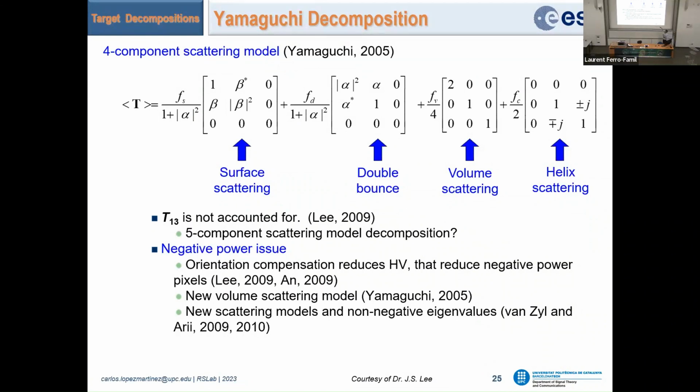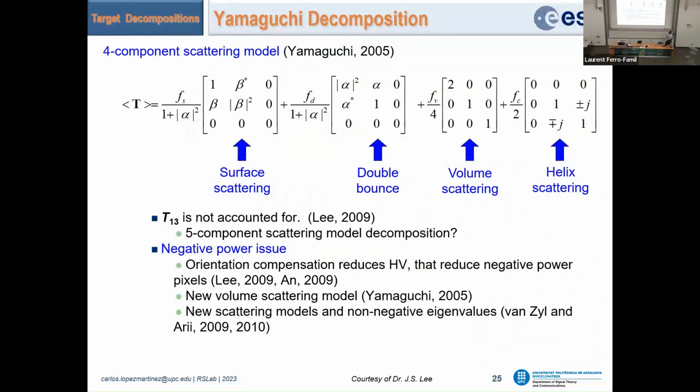Many of the decompositions try to tackle the problem of negative power that originally comes from the Freeman decomposition. So they use different types of alternatives, such as orientation compensation. All of them try to attack the problem of HV, the estimation of HV. Okay, so what Yamaguchi and Lee did is to tackle the problem of the rotation invariance, to try to estimate HV.